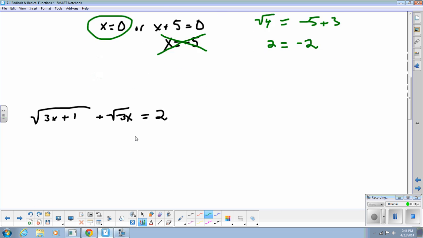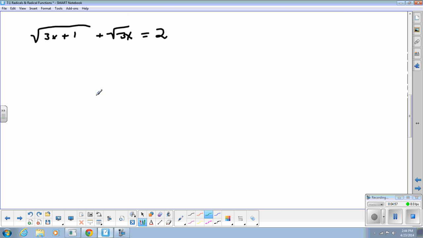Okay, last one here. We have the square root of 3x plus 1 plus the square root of 3x equals 2. I have two radicals, but I have to get only one radical on a side. So the first thing to do is move one of the radicals. I can either move the square root of 3x plus 1, or I can move the square root of 3x. In this case, I'm going to move the square root of 3x. It's going to be easy to isolate this 3x plus 1 right away, so I don't have to deal with that later. So that means minusing the square root of 3x on both sides.